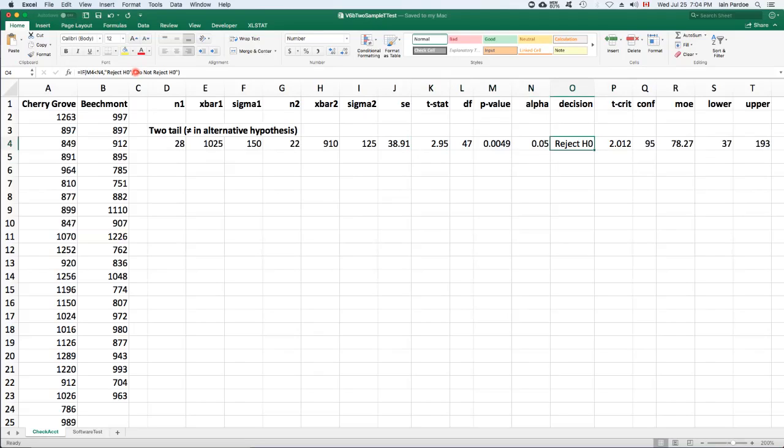We could also calculate a confidence interval for the difference in the means. So the confidence level will be 95%, so we're doing alpha equal 0.05. The margin of error is the t-critical value times the standard error. And then the lower bound for the interval is the difference in the means minus that margin of error. And the upper bound is the difference in the means plus the margin of error, and comes to 37 and 193. So we're 95% confident that the difference in the population means is between 37 and 193.